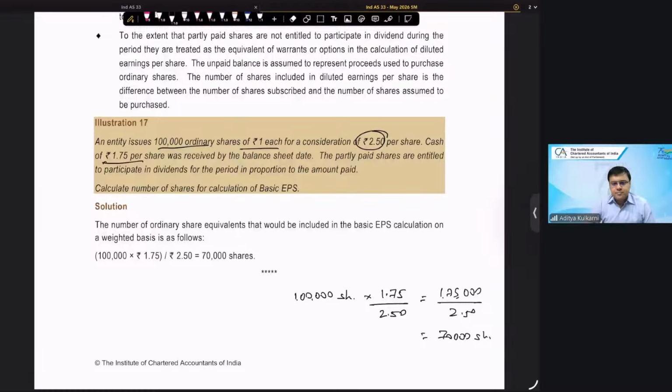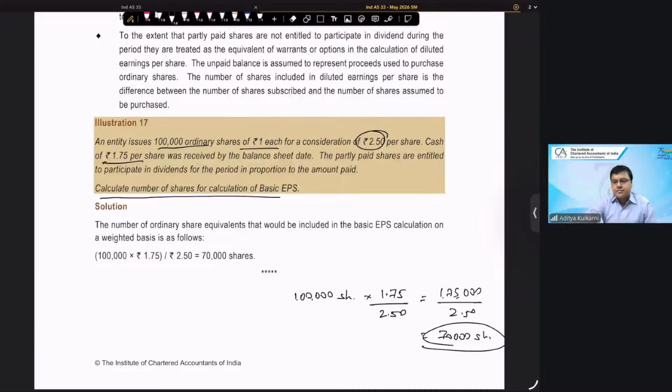Yes, sir. Number of shares, the requirement is to calculate the number of shares for the purposes of computing the basic EPS. So 1 lakh shares, 1.75 each partly paid is the same as 70,000 shares fully paid at 2.5. So for your calculation, you will have 70,000 appearing in the denominator. Are we okay with this? Lavanya, are we okay?